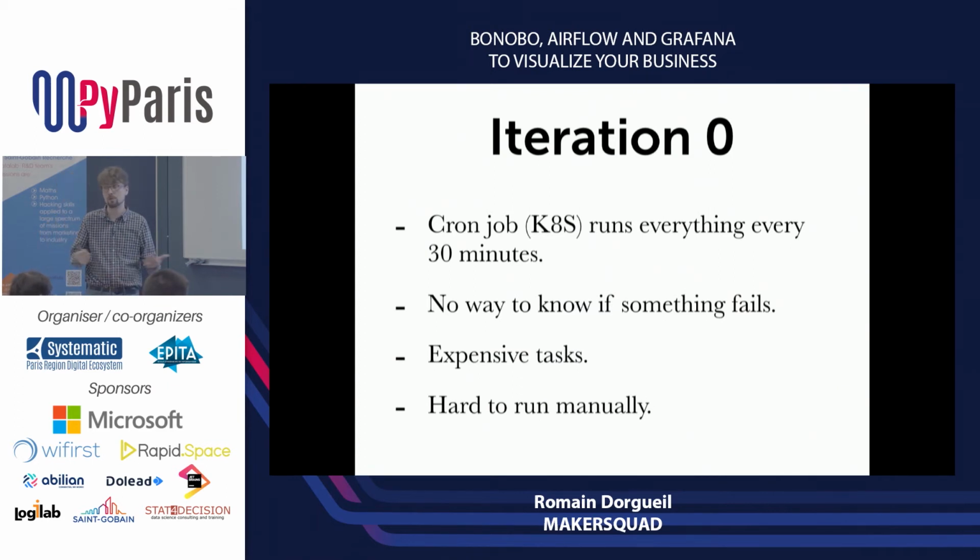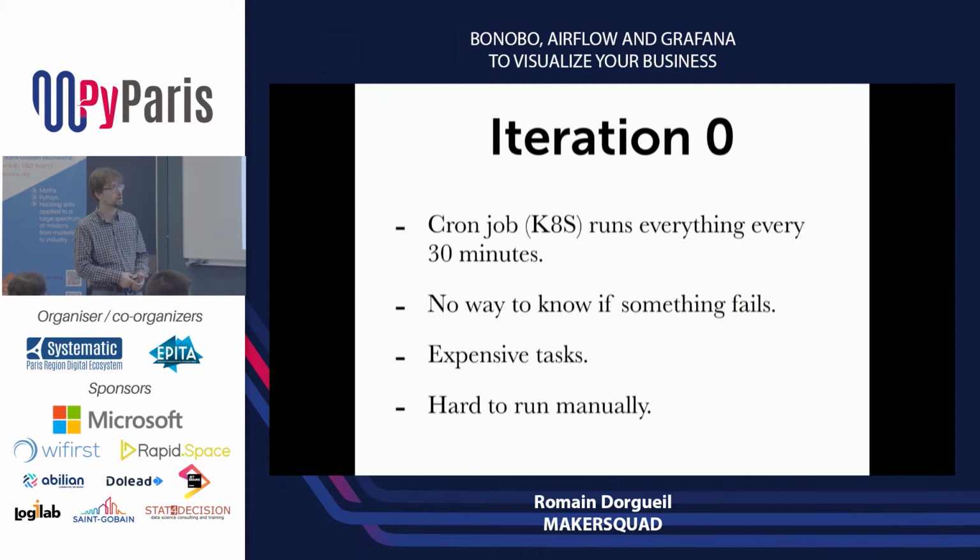A cron job is like a crontab, but for a Kubernetes cluster. It's just something that spawns a container every X minutes and executes a thing. The problem with that is it's hard to know if something fails, because yes, we have the logs, but we have to ask the cluster for the logs. So it's not easy to know if something fails.